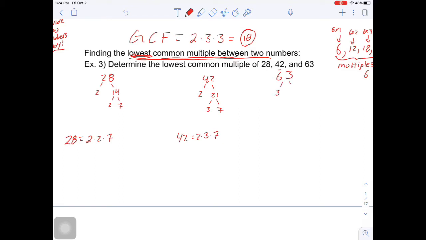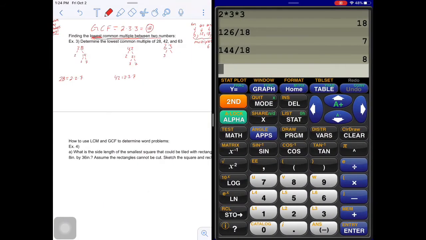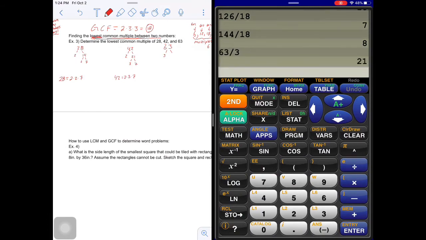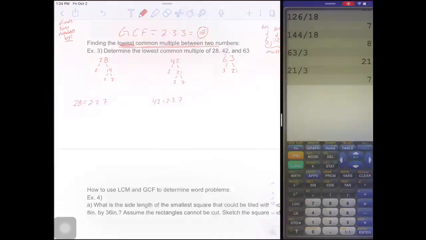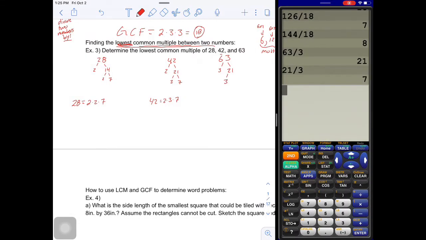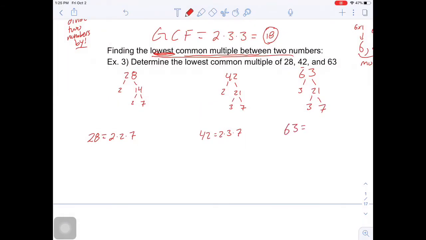63, that's divisible by 3, and that gives you, let's check here. Oh, that's the wrong. So 63 divided by 3, that gives you 21. And then we can divide 21 by 3, and that gives you 7. So 21 divided by 3 gives you 7. So here, 63 equals 3 times 3 times 7.